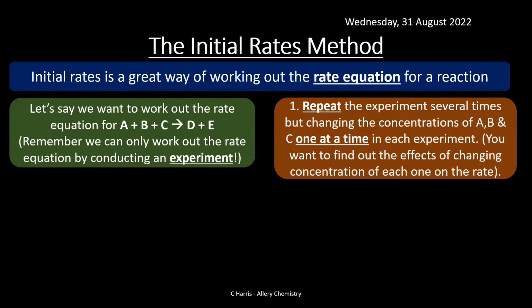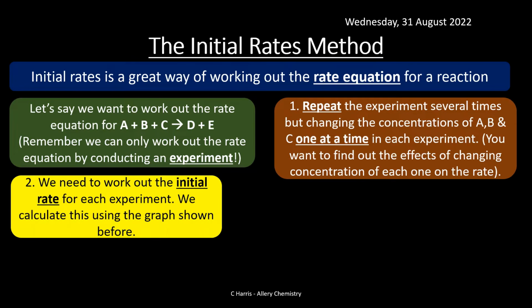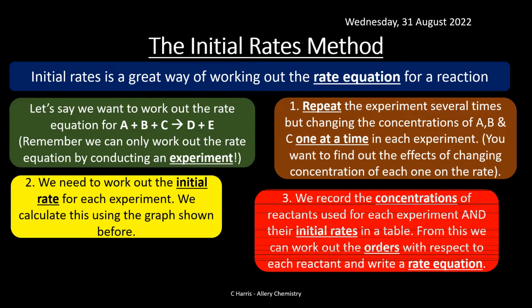What we're trying to do is isolate and see what impact each of these chemicals, A, B, or C, has on the rate of reaction. If we changed all of them at once, we wouldn't have a clue which one is actually impacting the rate of reaction. So we need to work out the initial rate for each experiment, and we calculate this using the graph that we've seen before.